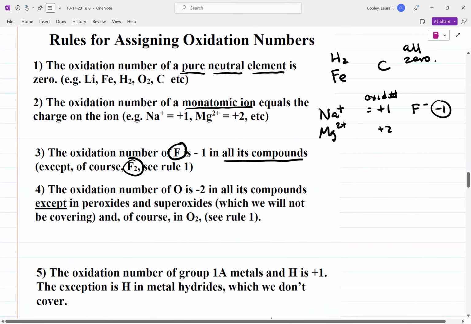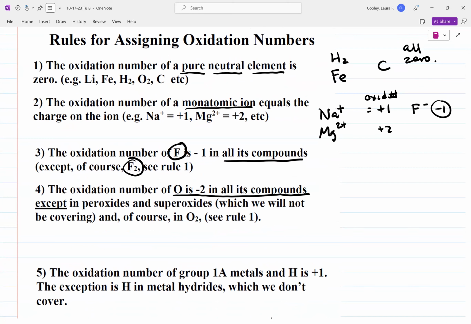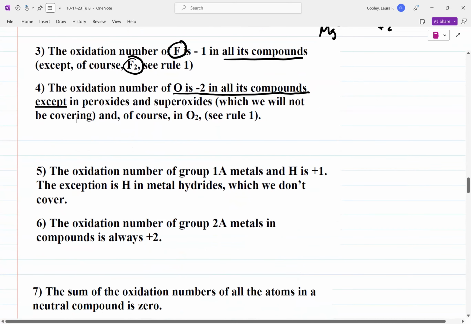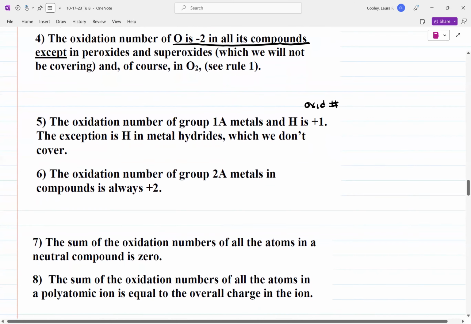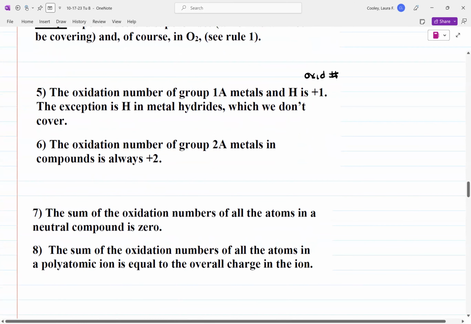If we have oxygen in a compound, it's always going to have an oxidation number of -2, except in some compounds that we don't cover, so don't even worry about them. For a group 1A metal and hydrogen, the oxidation number is +1. There's an exception that we don't cover. In group 2A, the oxidation number is +2.